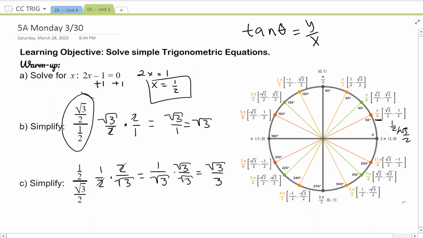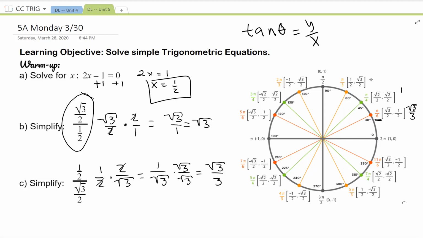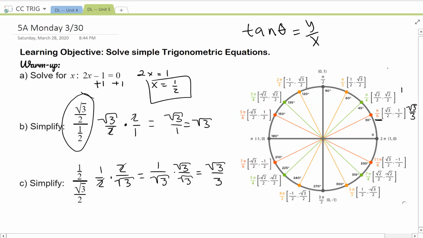But we actually already know what that is from our warm-up. That is equal to root 3 over 3, so you're going to fill that in. Okay, what is root 2 over 2 divided by root 2 over 2? That is simply 1, so tangent of pi fourths is 1. Wow, jumping all over the place. Okay, root 3 over 2 divided by 1/2, that is from part B of the warm-up, root 3.